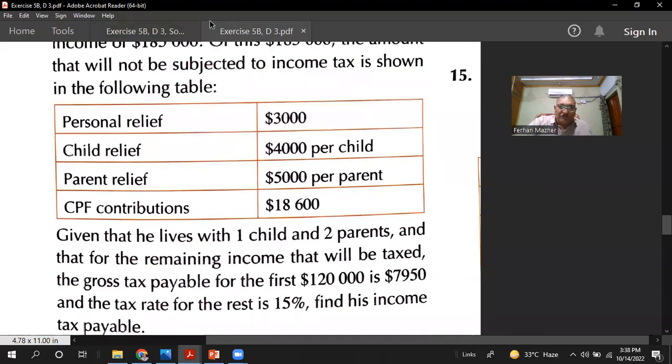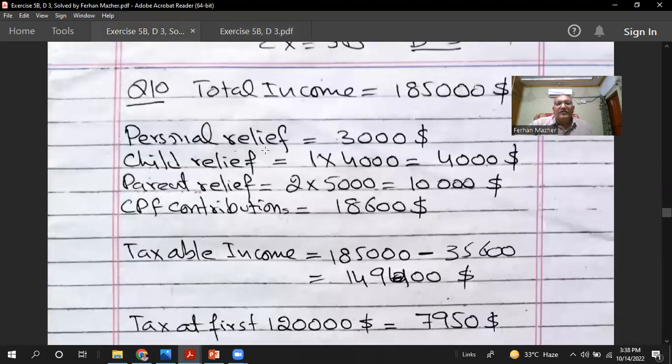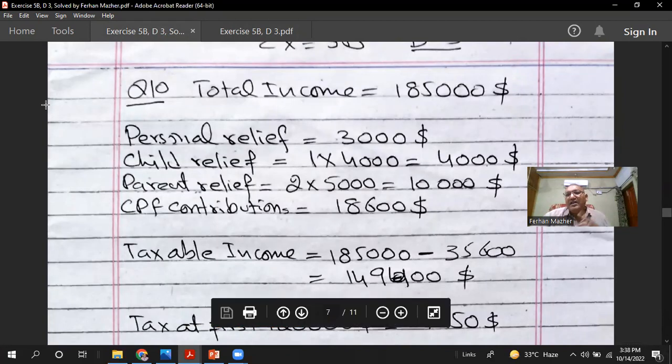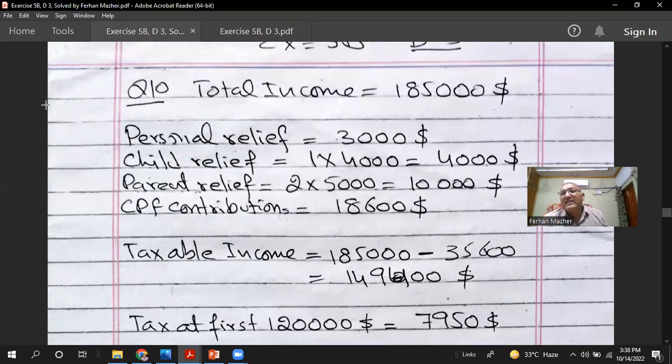Okay. So first of all, I will find out what are the reliefs he has, which we call exemption, on which we will not charge the tax. So the total income is $185,000. So the personal relief is given, that is $3,000. Child relief, he has one child, so one multiply 4,000, that's $4,000. Parent relief, because he has two parents with him, so two multiply 5,000, and that will be $10,000. So the CPF contribution, that will be $18,600.